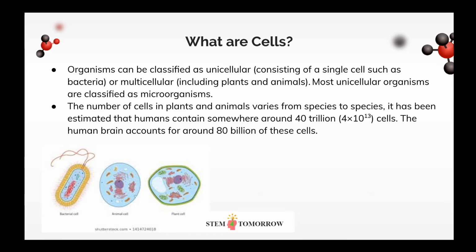What are cells? Organisms can be classified as unicellular, consisting of a single cell like bacteria, or multicellular, including plants and animals. Most unicellular organisms are classified as microorganisms. The number of cells in plants and animals varies from species to species. It has been estimated that humans contain somewhere around 40 trillion cells. The human brain accounts for 80 billion of these cells.